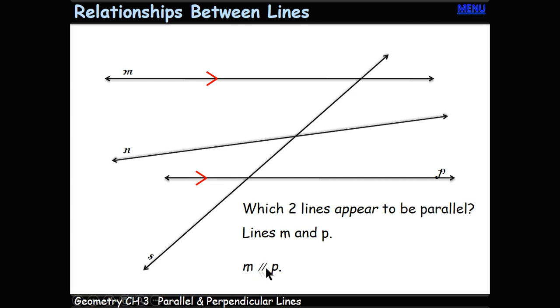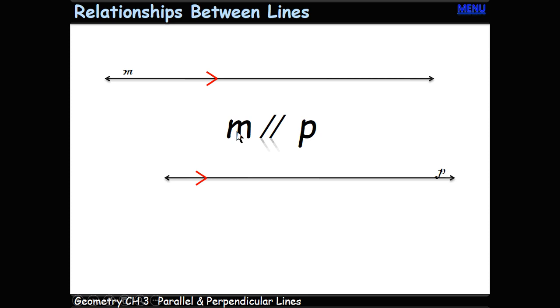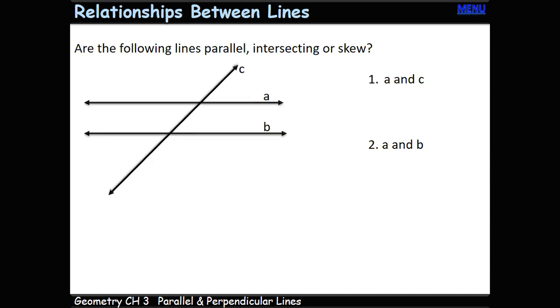We represent that with this little symbol right here. Line M is parallel to line P. The symbol for parallel is two slashes. It looks like a set of parallel lines. That's why we use that for the symbol for parallel.